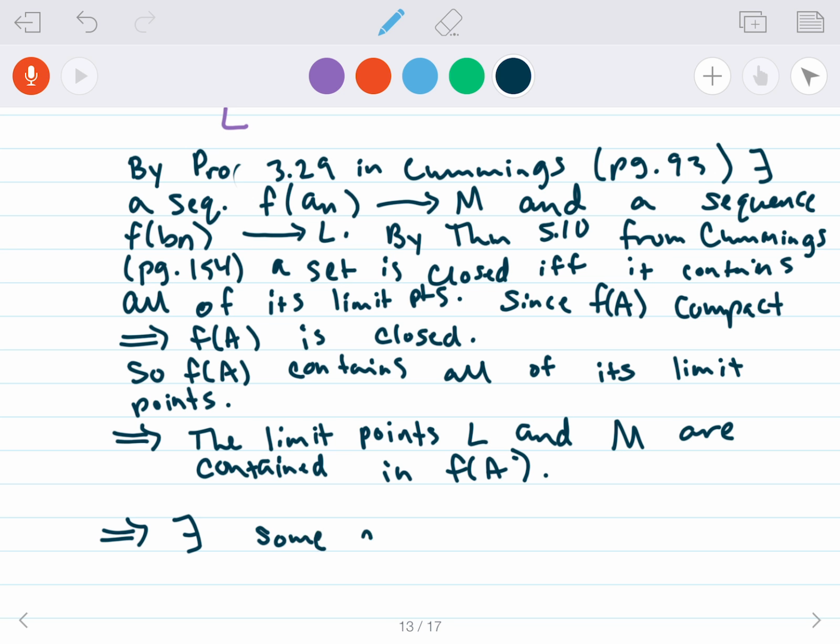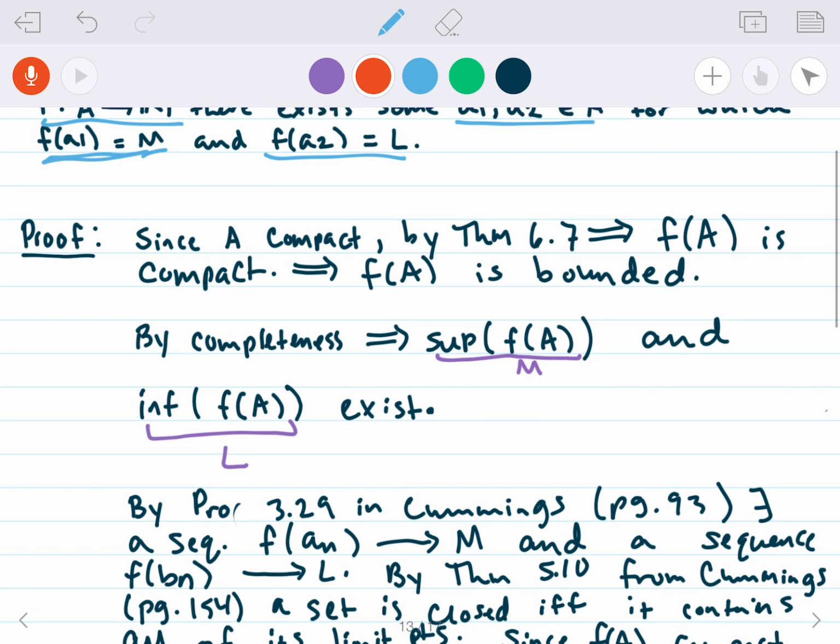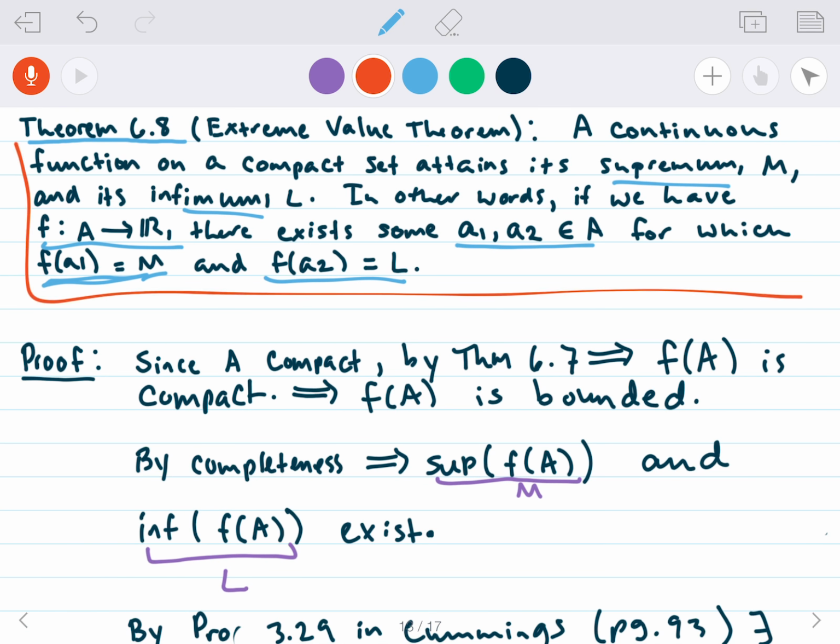There's some a1, a2 in the pre-image for which f of a1 equals M and f of a2 equals L. And we're done. So we have just shown that there's going to be something in A, in this compact A, so that when I apply f to it, I get the supremum and the infimum. And that's exactly what our extreme value theorem says.